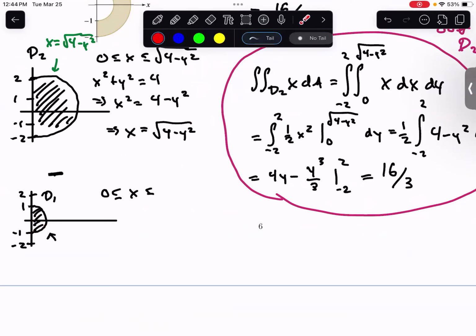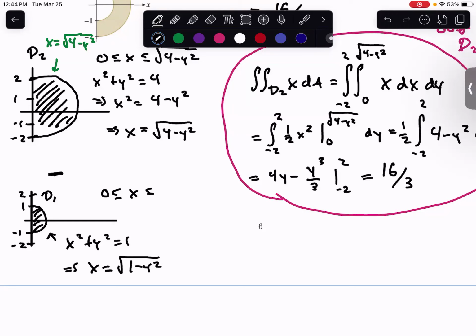So this is really a semicircle of radius 1. So you have x squared plus y squared is equal to 1. This ultimately gives you x is equal to the square root of 1 minus y squared. So that's really the only difference that ends up occurring. So x is less than or equal to the square root of 1 minus y squared. And then we also have that y is going to be bounded between -1 and 1 instead of -2 and 2 like we had last time.